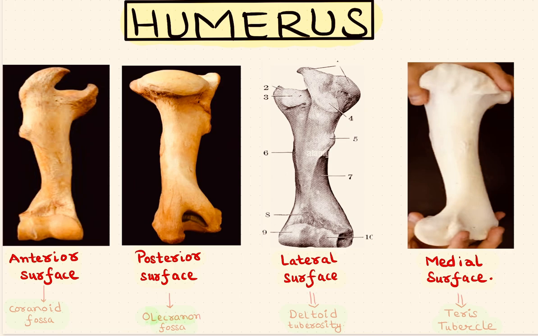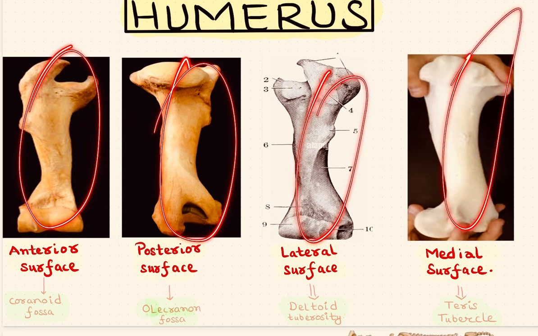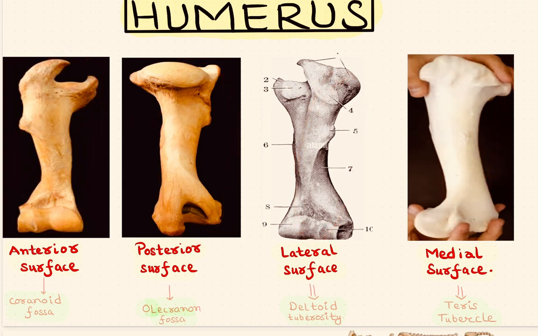Now, how does this humerus bone look, what are its surfaces, what does it comprise, and what are the muscles attached to it? There are four surfaces of the humerus bone. The first surface you can see is the anterior surface.